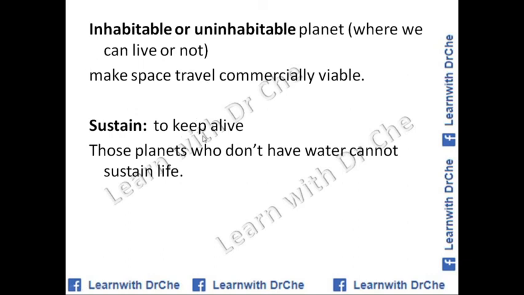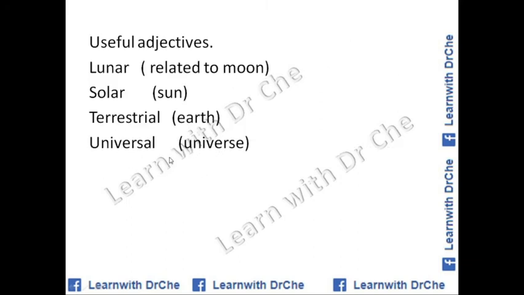Sustain means to keep alive. Those planets that don't have water cannot sustain life. They cannot keep us alive. They cannot sustain life. Useful adjectives can be: lunar is related to the moon, solar to the sun, terrestrial to the earth, and universal to the universe.